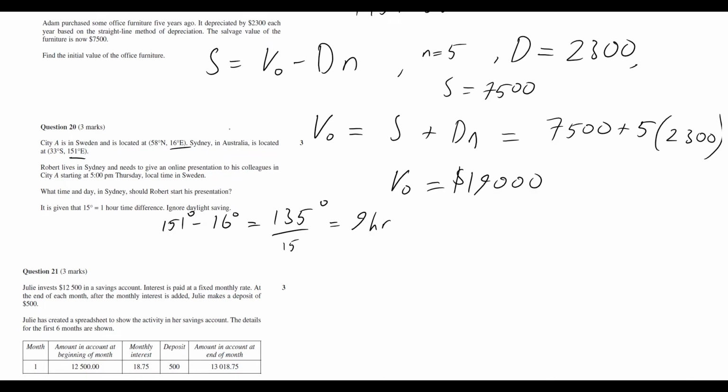Okay, so looking at it, we see that since Australia has the higher longitude, then we know that Sydney is going to be ahead in time from Sweden. So that means that when it's 5 p.m. on Thursday, Robert must be 9 hours ahead. So moving forward, we'll probably just add the 7 to get to Friday at 12 a.m. and then we add 2 more to make it the full 9.